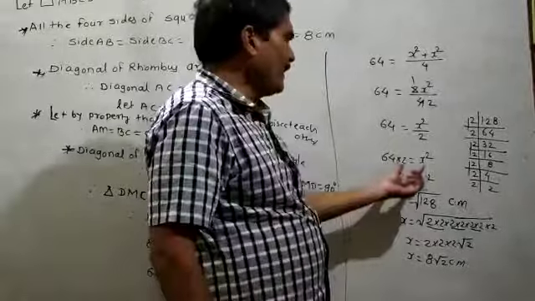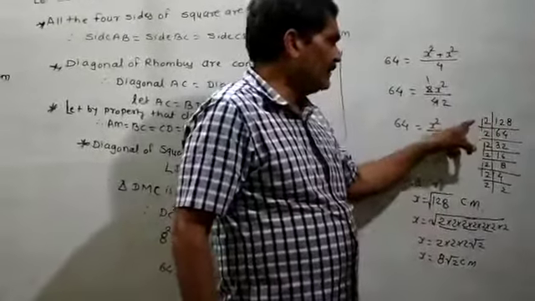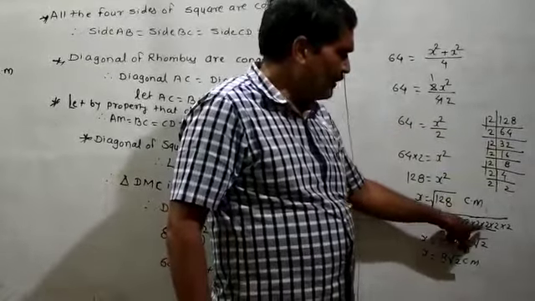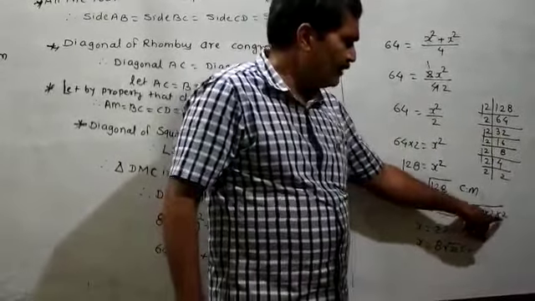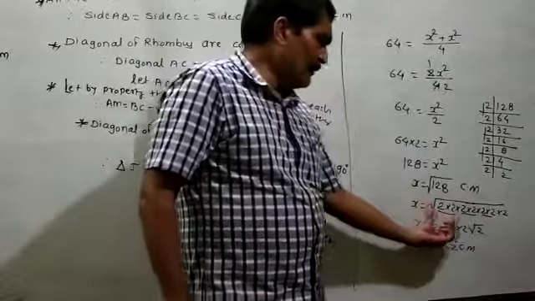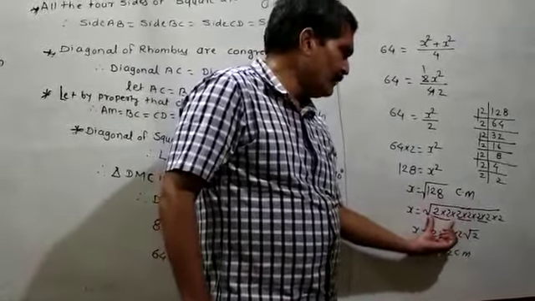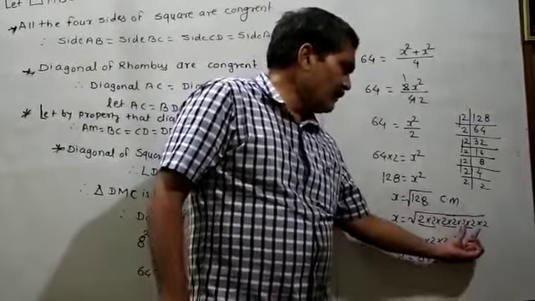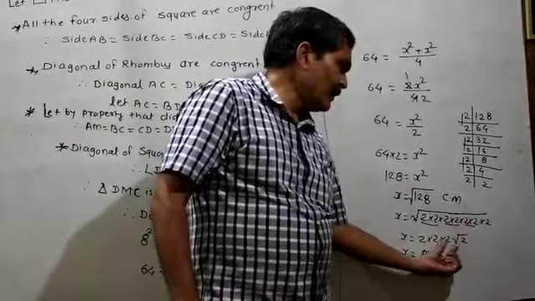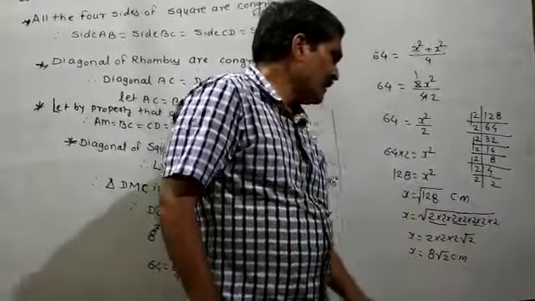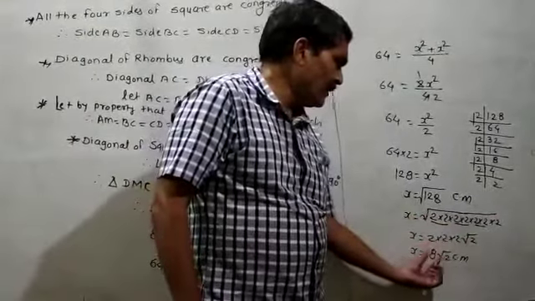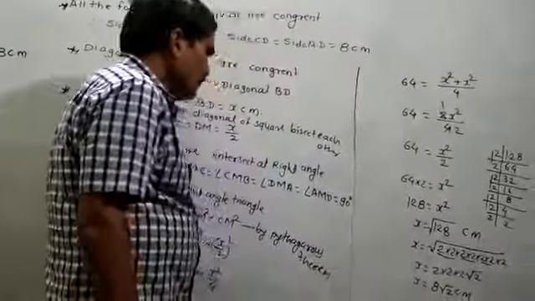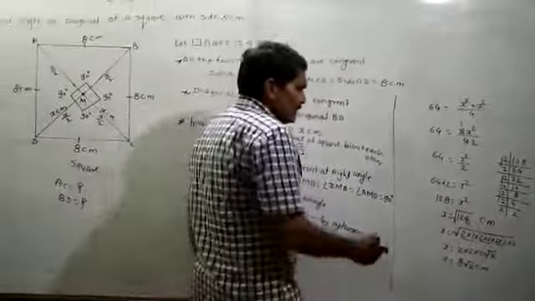But if you factorize this 128, the factors of 128 are 2 multiplied by 2 multiplied by 2 multiplied by 2 multiplied by 2 multiplied by 2 multiplied by 2. For every pair of 2s, one 2 comes outside. Within this pair, one 2 comes outside. Within this pair, one 2 comes outside. Within this pair, one 2 comes outside. The square root of 2 is written as it is, and 2 twos are 4, 4 twos are 8. Therefore x is equal to 8 root 2 centimeters. So you have to say that this is the answer.